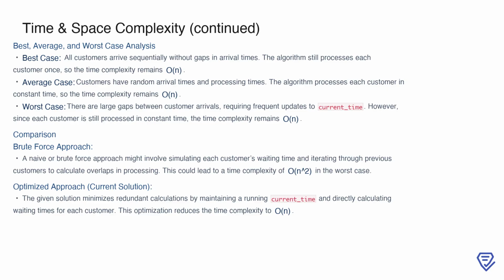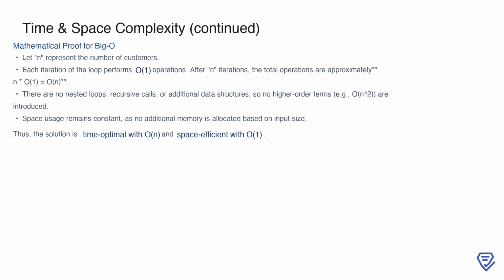Comparing this to a brute force approach, which might simulate each customer's waiting time by iterating through previous customers, we see a significant improvement. A naive solution could result in a time complexity of O(n²) in the worst case due to redundant calculations. The optimized approach avoids this by maintaining a running current_time and directly calculating waiting times, reducing the time complexity to O(n). To mathematically prove the big O complexity, let n represent the number of customers. Each iteration of the loop performs a constant amount of operations, which is O(1).